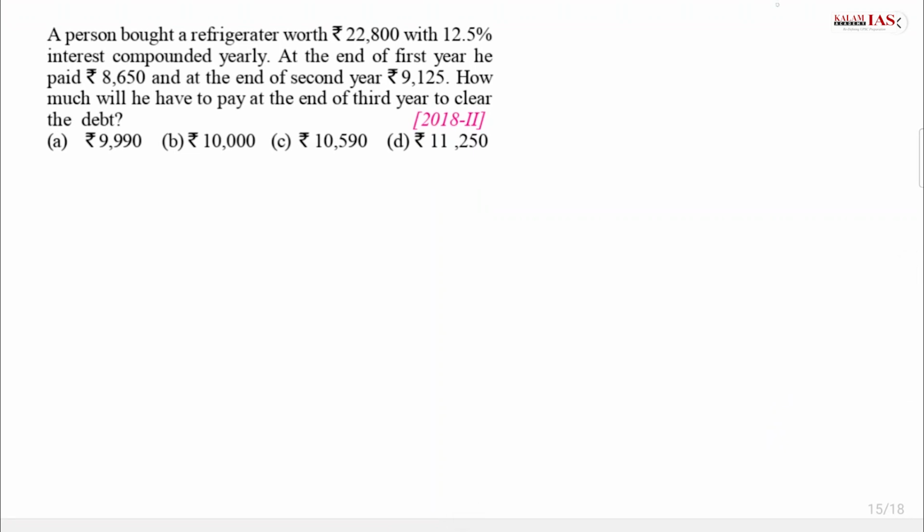Now this question is of the concept of compound interest. I'll first solve it because this is slightly challenging, as it involves simplification of the problem, and then you can easily attempt all the compound interest questions. As we remember, the formula for compound interest is P into 1 plus R by 100 raised to power n. Now it is said the principal amount is 22,800 with interest rate 12.5% compounded yearly.